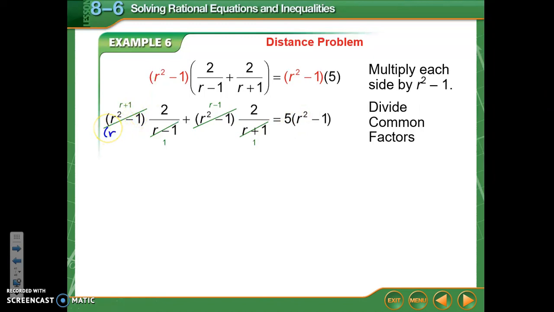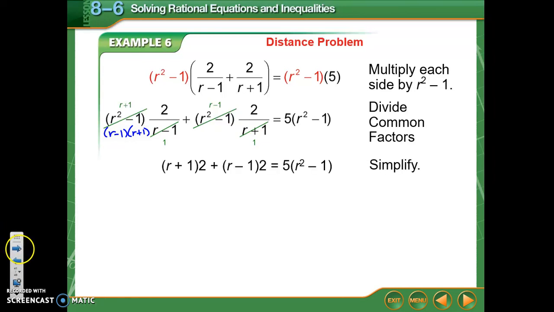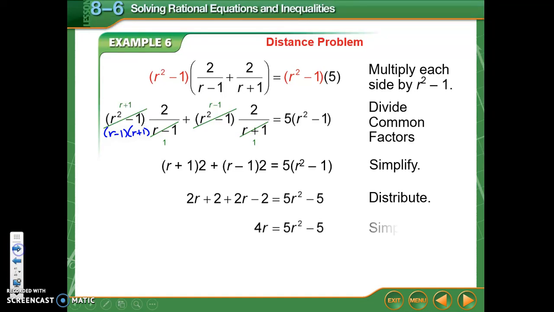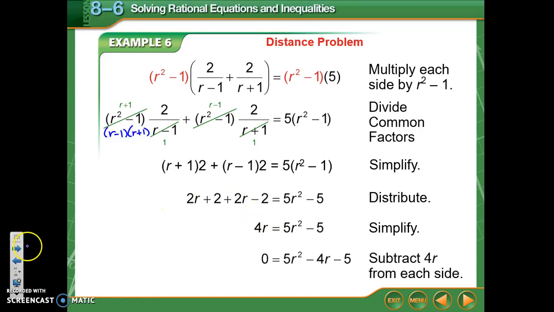Don't let that confuse you. Just remember that r squared minus 1 is r minus 1 times r plus 1. So I eliminated my fractions like we do when we solve rational equations, and I distribute, and then I simplify. So I end up with 4r equals 5r squared minus 5. I get my 4r over to this side, and now I have a quadratic equation to solve.